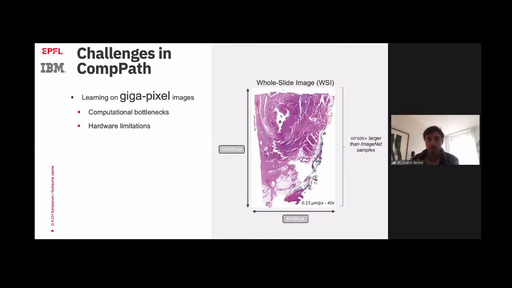I want to highlight two of the main challenges in computational pathology. The first one is that histology images can be several gigabytes in size, which of course brings computational bottlenecks and hardware limitations. Just to give you an idea, a whole slide image at the highest resolution can be as big as 40,000 times larger than an ImageNet sample that is typically used to train deep learning systems.